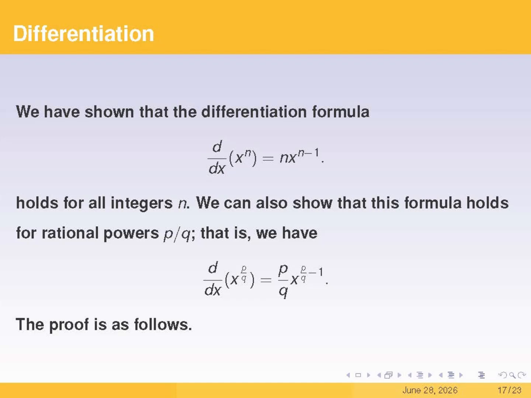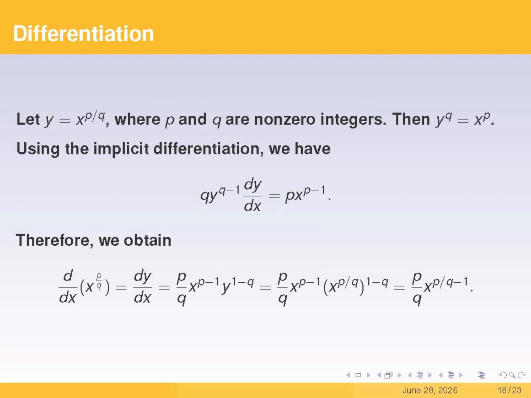We will use the implicit differentiation method to prove this as follows. Let y equal x to the power of q over p, where p and q are non-zero integers. Therefore, we can obtain y to the power of p equals x to the power of q, as shown on the first line of the screen. According to the implicit differentiation method, we will differentiate both sides of the equation with respect to x, as shown on the third line of the screen, where the left side of the equation is obtained by applying the chain rule.